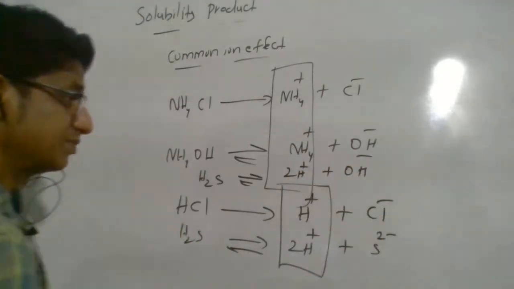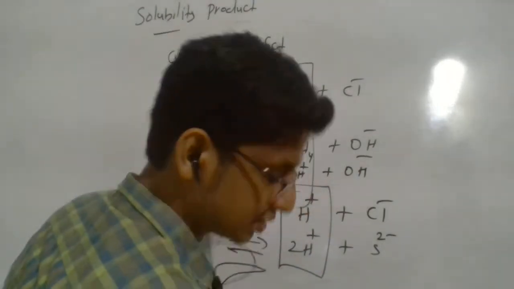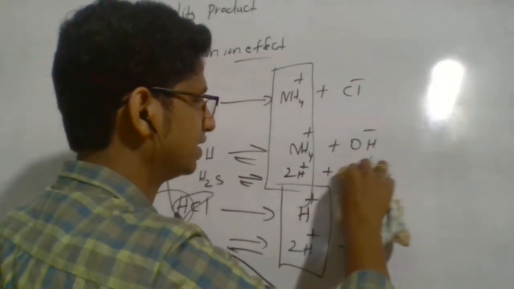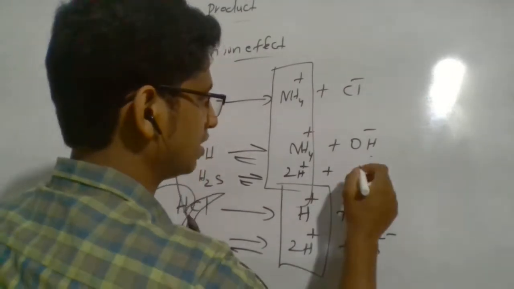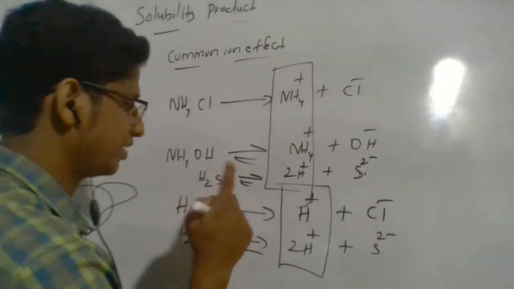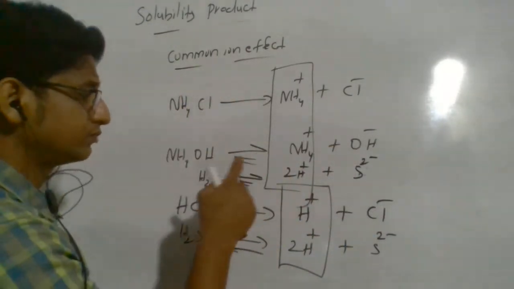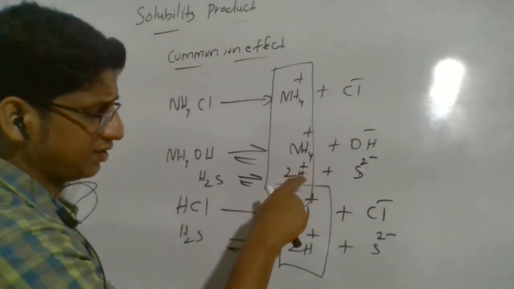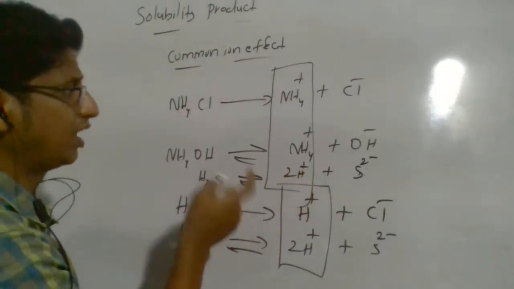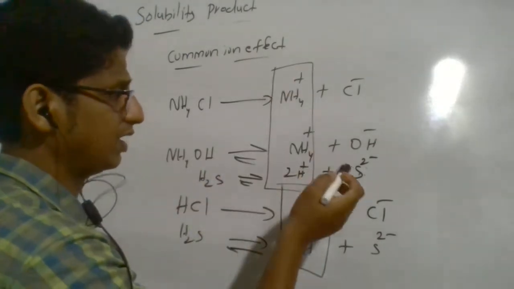This is the way it's precipitating. Now, sorry, not OH minus sulfide ion, 2H plus S2 minus. So what's happening here? Now you can think, when hydrogen sulfide is passed after ammonium chloride, ammonium hydroxide, what are the species present in there?